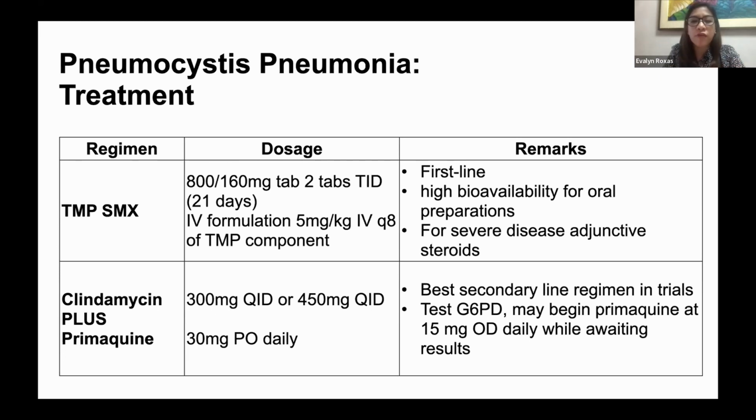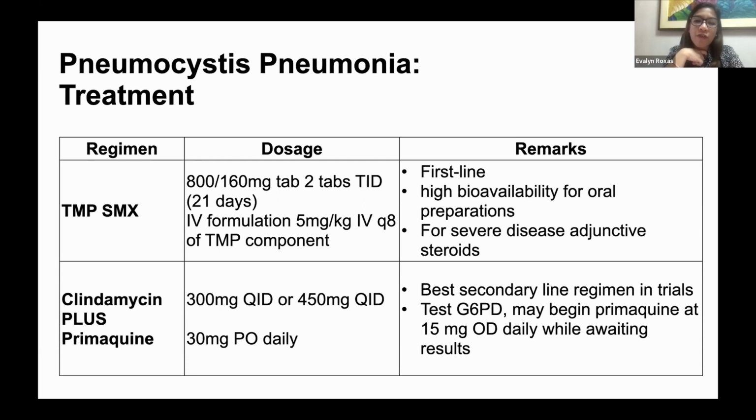What's the treatment for pneumocystis pneumonia? This is the recommended regimen for PCP. Cotrimoxazole, trimethoprim-sulfamethoxazole, is the recommended first-line treatment for PCP at this dose, 800/160 milligrams, 2 tabs, 3 times a day, usually given for 3 weeks or 21 days.